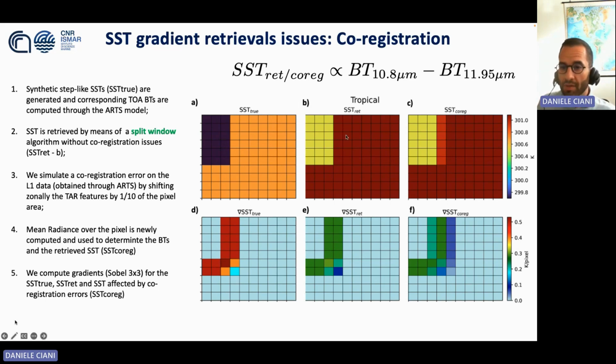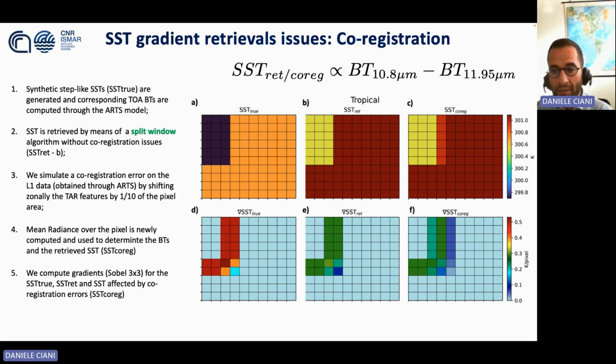In panel B, you can see the retrieved SST according to a given atmospheric profile. For this exercise, we chose a tropical profile, but any other profile can be chosen and yield similar results in terms of structures. And interestingly, what you can see in panel C is what happens when we introduce artificially a shift, a zonal shift between the, let's say, geolocation of brightness temperature acquired at the two different channels.